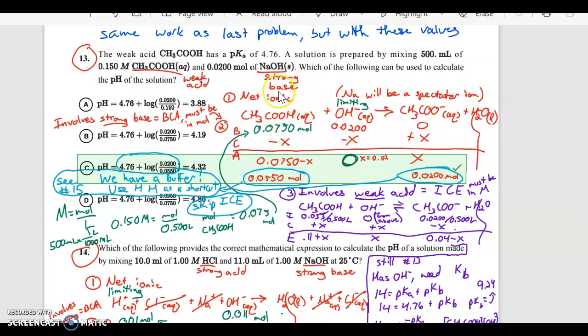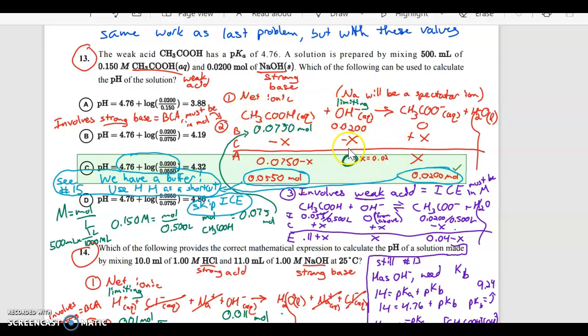We start off with 0.0200 moles of OH minus. We assume we don't have any of the CH3COO minus. We put in our change, but because this is our limiting reactant, we have more of this substance than this one, and it's a 1-to-1 ratio.